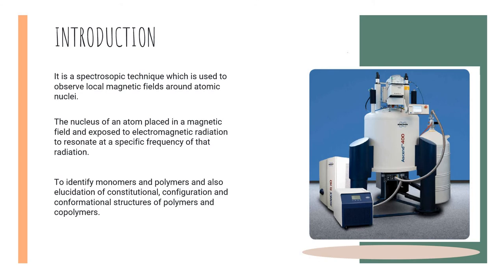NMR can also be used to identify monomers and polymers, and for elucidation of constitutional, configurational, and conformational structures of polymers and copolymers. The determination of various polymer structures includes polymer tacticity, polymer molecular weight and molecular weight distributions, copolymer composition, monomer reactivity ratios, and monomer sequence distribution in the copolymer chains.